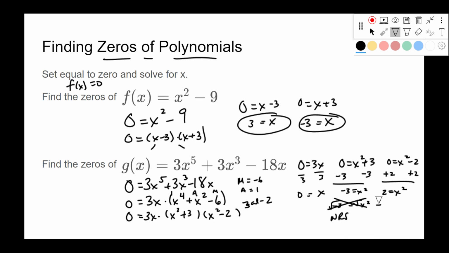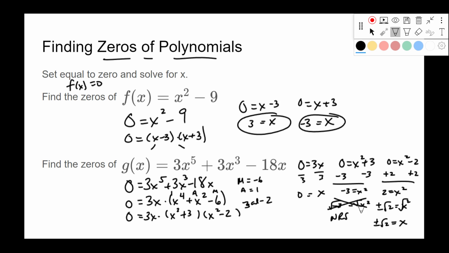And then here we can add 2. Take the square root on both sides. Put a plus or minus because we took the square root. So we get x equals plus or minus square root 2. So we end up with 1, 2, 3 x-intercepts, 0, positive square root 2, negative square root 2. Those are our 3 real zeros.